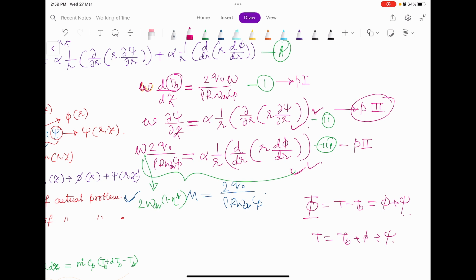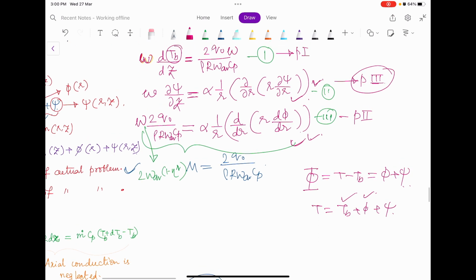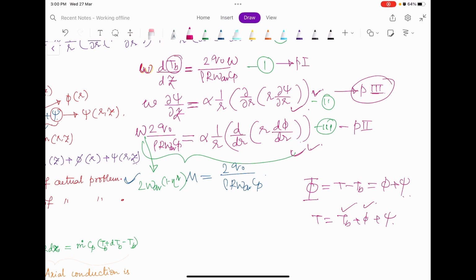So the moment I got my differential equation for phi and tb, then I have to construct the governing differential equation for psi in such a manner that the governing differential equations of the three problems should be added to give me the actual governing differential equation.